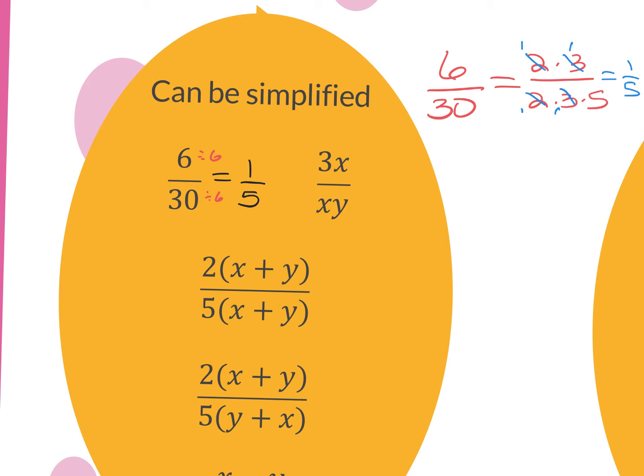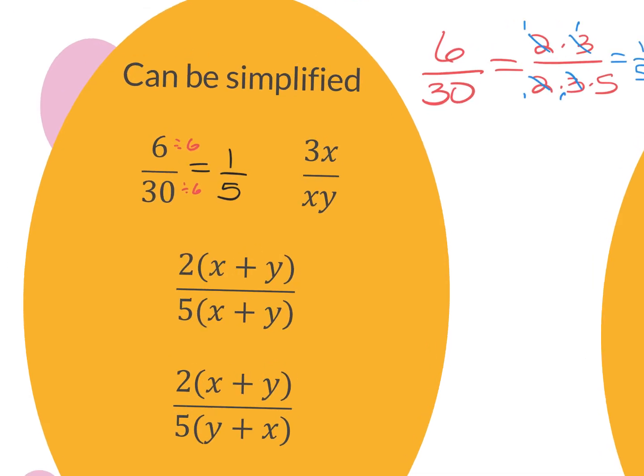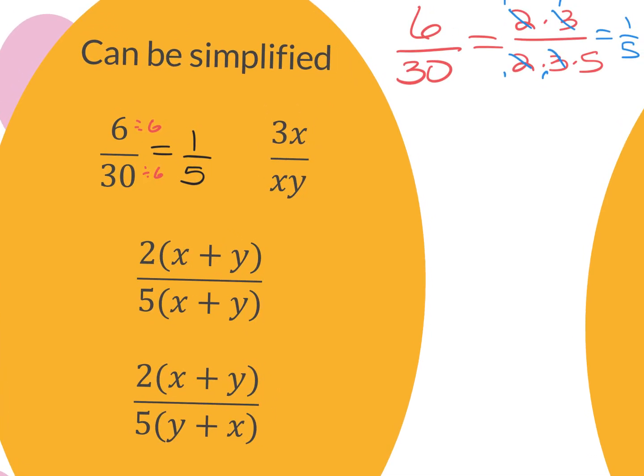Now, for the next one, again, we're looking for some common factors to cancel. Notice the numerator has an x and the denominator has an x, so x divided by x is 1. So then now I'm just left with 3 times 1 is 3, and 1 times y is y. So that fraction will simplify to 3/y.